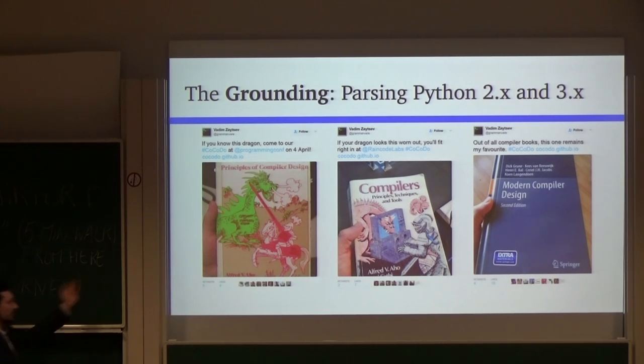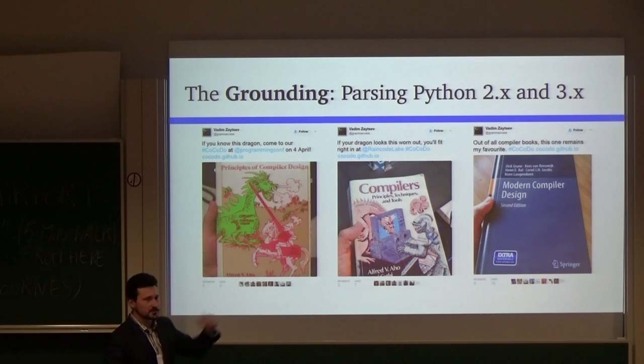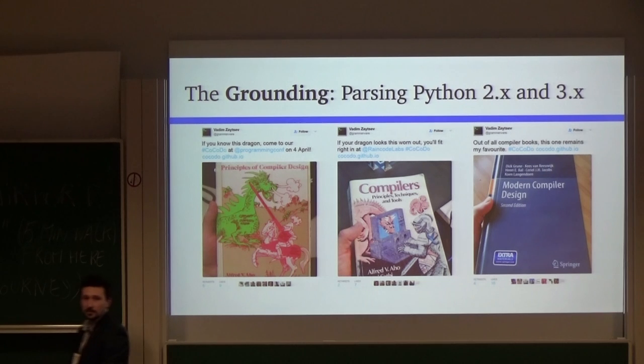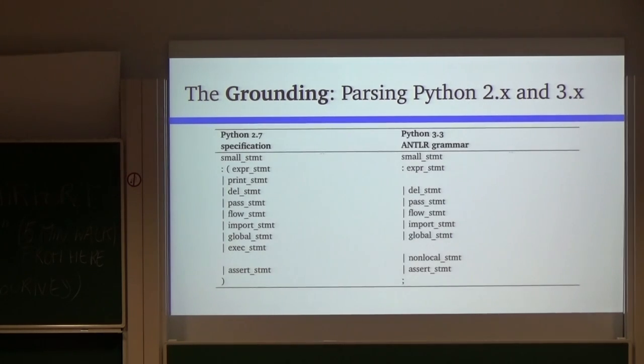But luckily, there are lots of compilers. You've seen these photos the last couple of weeks if you follow me on Twitter. If you don't, you should. And in that book, Modern Compiler Design, there is a nice paper reference called Introduction to Grammar Convergence. So finally, we can use something to consolidate several grammars of different Pythons. And this is what we've done.